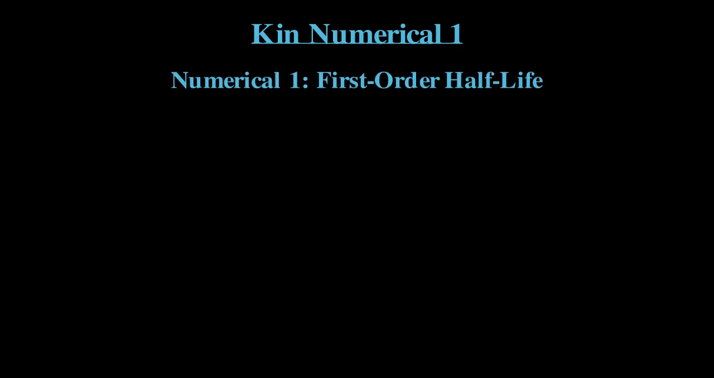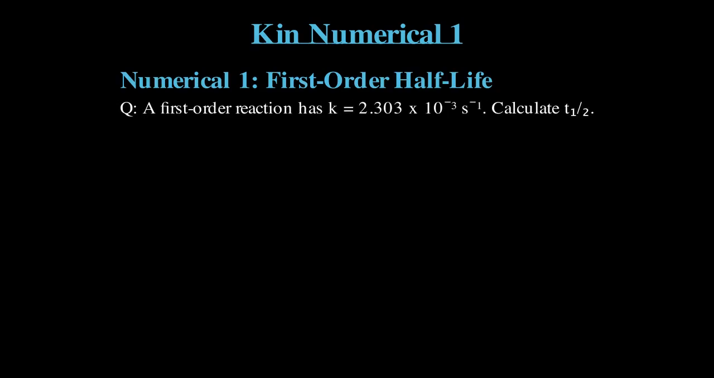Hello students, let's solve a problem from chemical kinetics. The question is, a first-order reaction has rate constant K equals 2.303 times 10 to the minus 3 per second. Calculate its half-life. Okay, let's start by listing what we know.